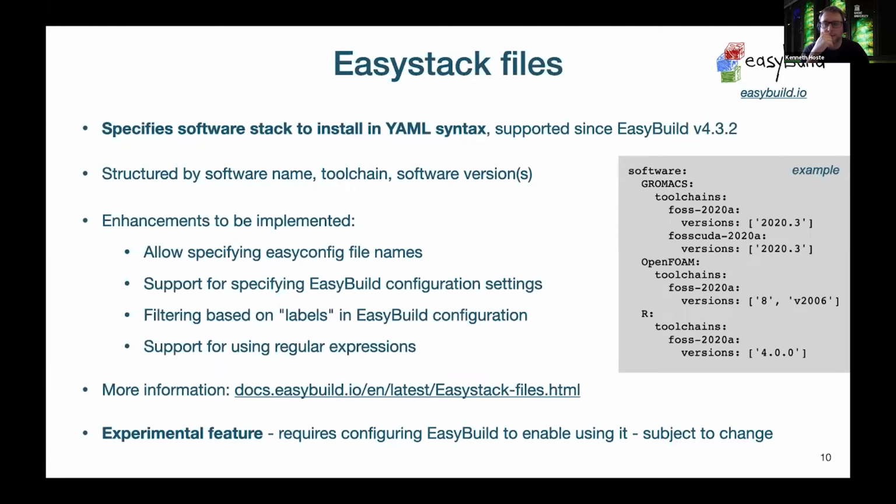And because of that, we want to keep the freedom of essentially breaking how this feature currently works before we make it fully stable. And there's an example on the right that shows the description of a small software stack that includes GROMACS built with 2 different toolchains, 2 versions of OpenFOAM and a version of R. And that gives you an idea of how you can describe the full software stack that you want to manage with EasyBuild.